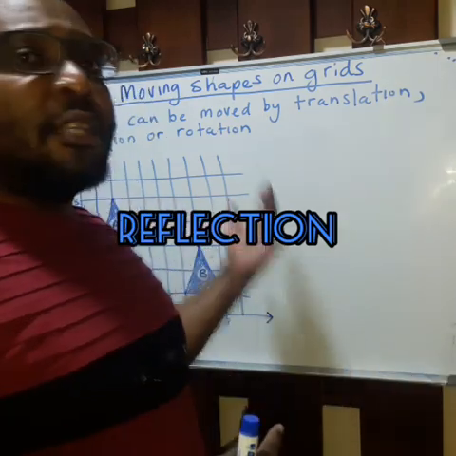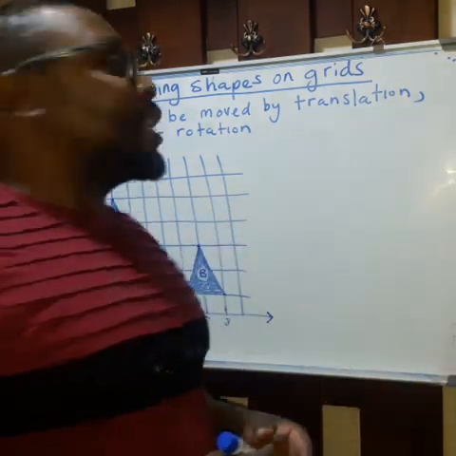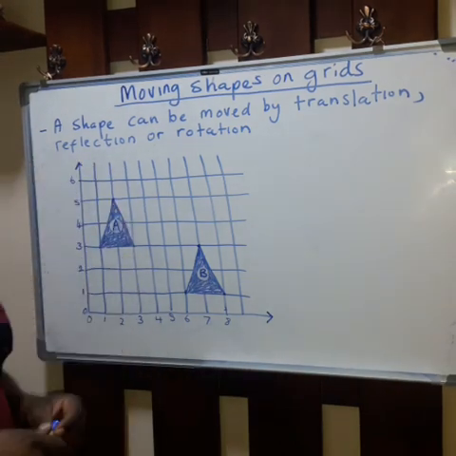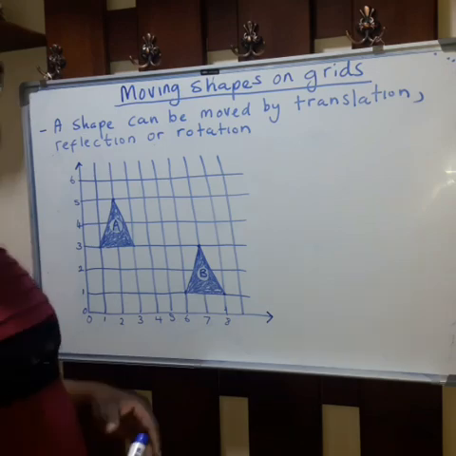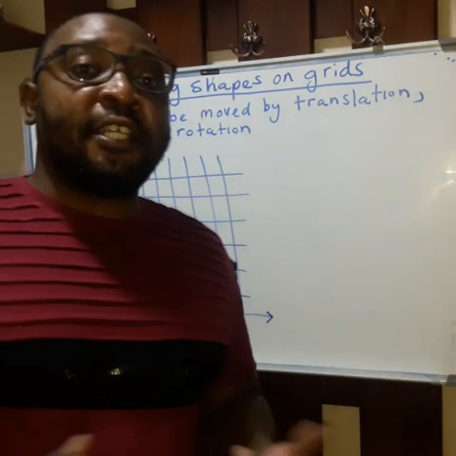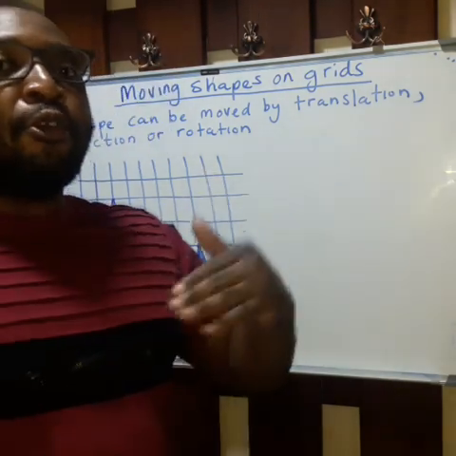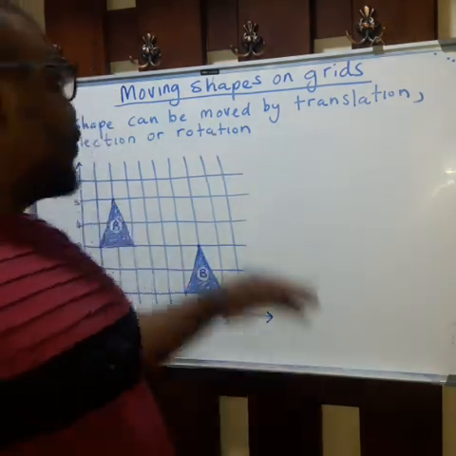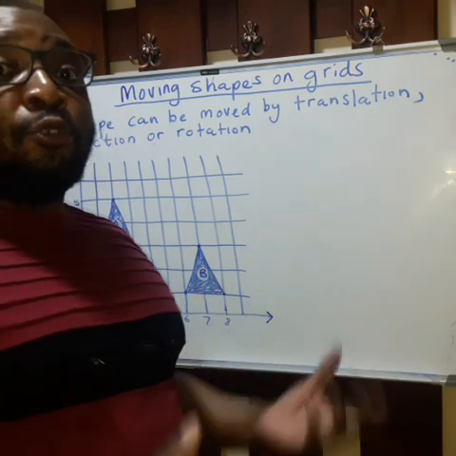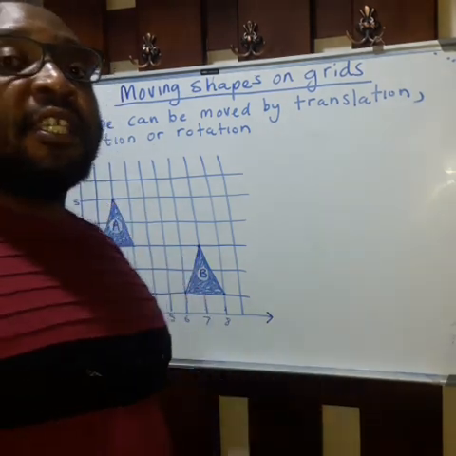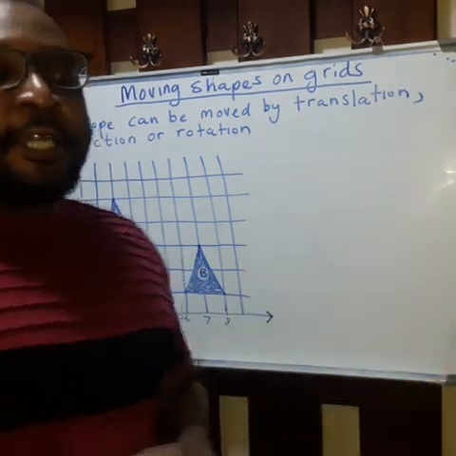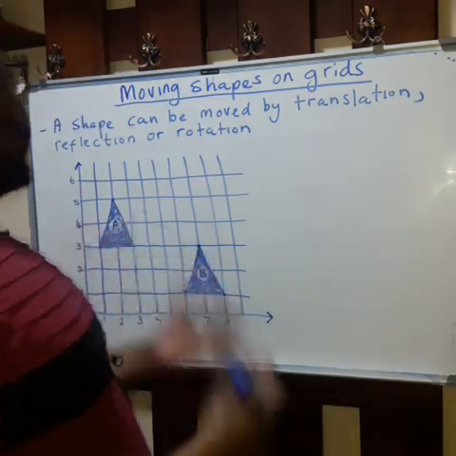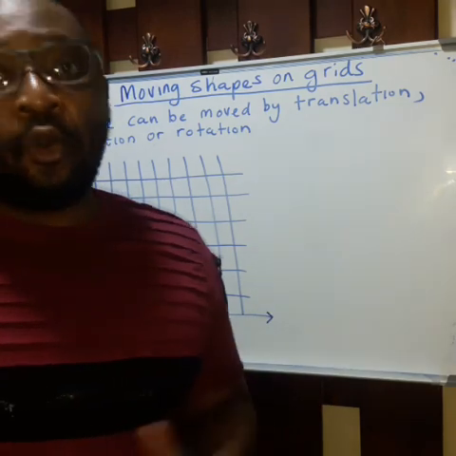So let's just look at the board and see what we are talking about. So a shape can be moved by translation, reflection, or rotation. So what we are going to do is we are going to start with the translation. We are going to describe each and every graph. So I have started with translation. We want to talk about translation. After that, we move on to the next Cartesian plane with reflection, then finally rotation.